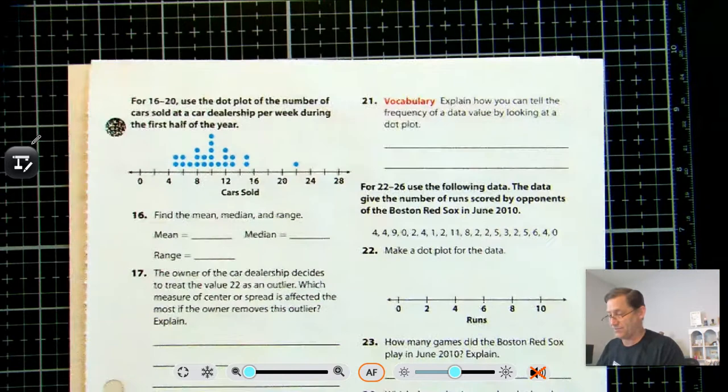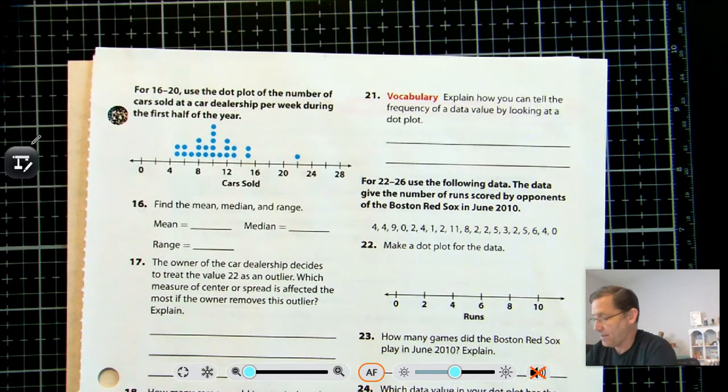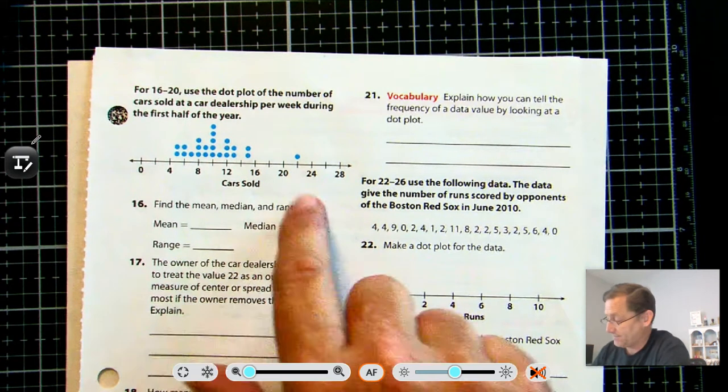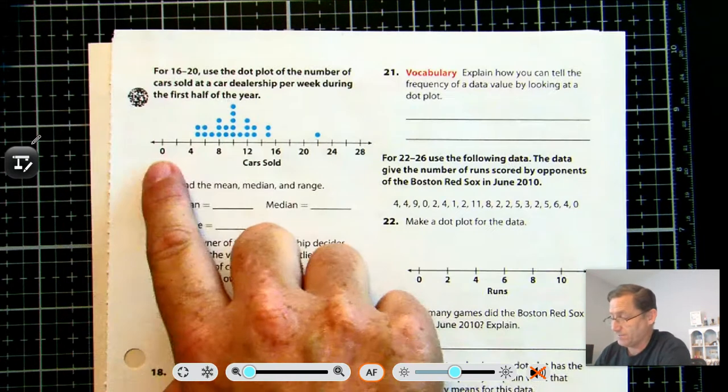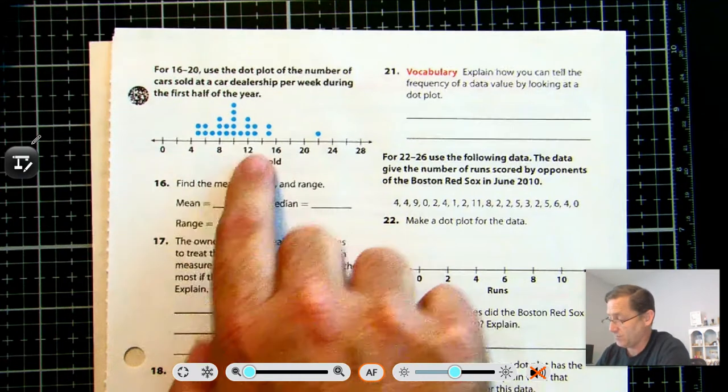All right, 16 through 20. Use a dot plot of the number of cars sold at a car dealership per week during the first half of the year. Okay, so we have to find the mean, median, and range. Well, the range is the easiest. Each of these lines is worth 2, right? 2, 4, 6, 8, 10, 12, and so on.